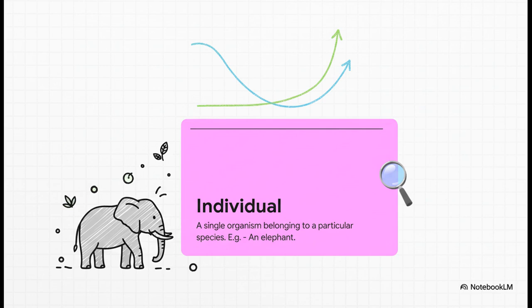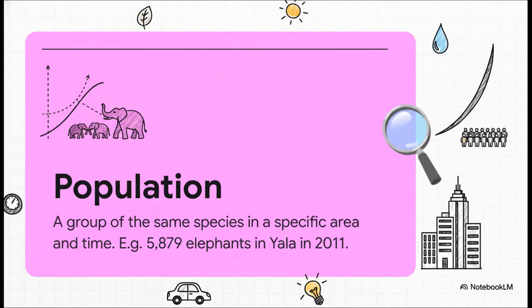All right, starting at the very bottom rung, we have the individual. It's as simple as it sounds, just one single organism. Could be a coconut plant, a fish, or, like you see here, a single elephant. This is the basic building block for everything else. Okay, let's zoom out one level.